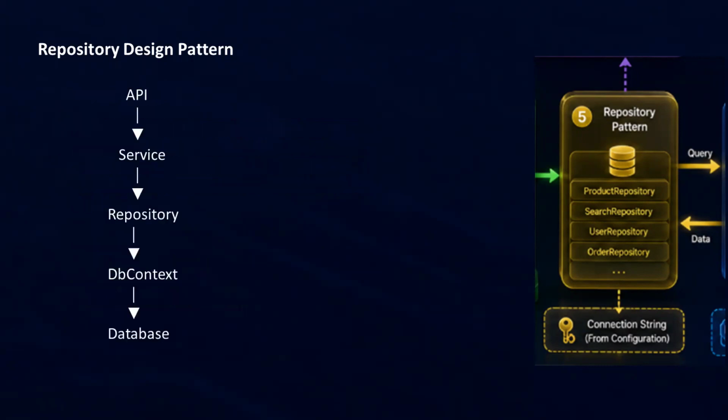Okay. So now let us see how my repository pattern will work. The API will send a request to the service, the service will send a request to the repository, and the repository will send it to the context and to the database. So let me build this context, which will be inside your repository only. So now I'm building a repository design pattern in my application.